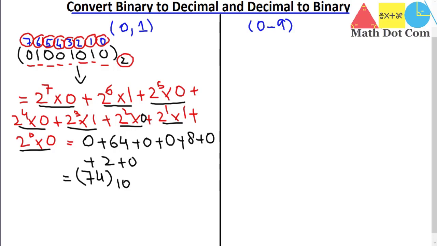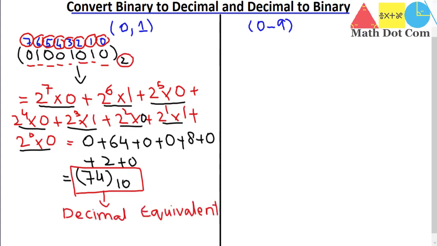So you have to follow this process for whatever binary number you are given. You just need to write the positions from right to left, starting from 0, and then do the multiplication as I have shown here. So this is the decimal equivalent of the given binary number.